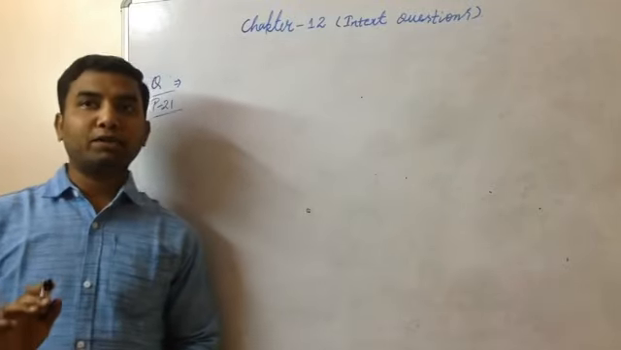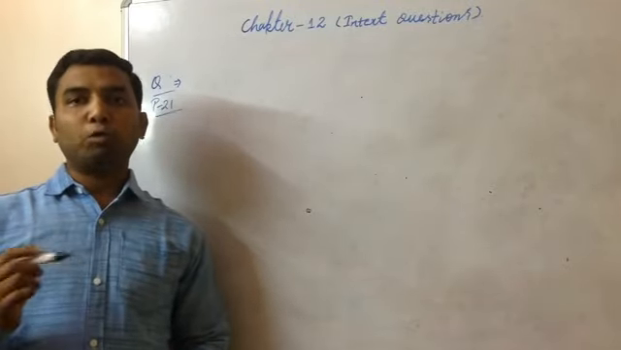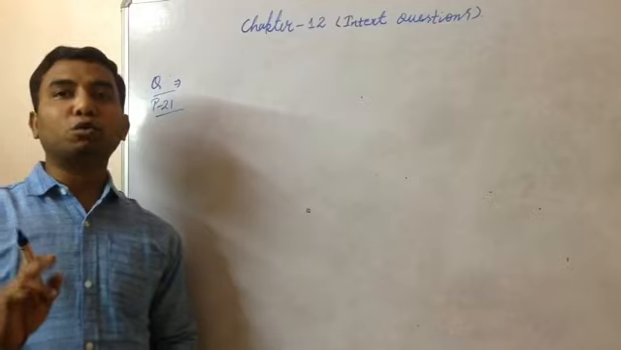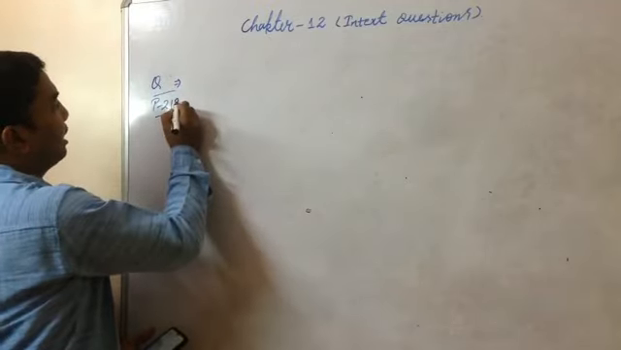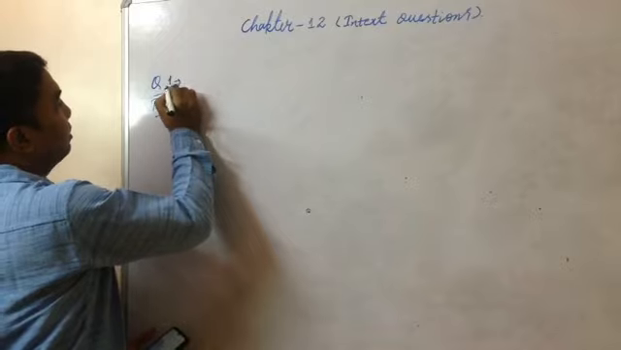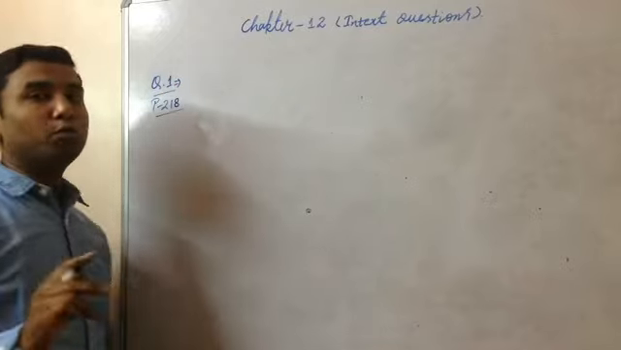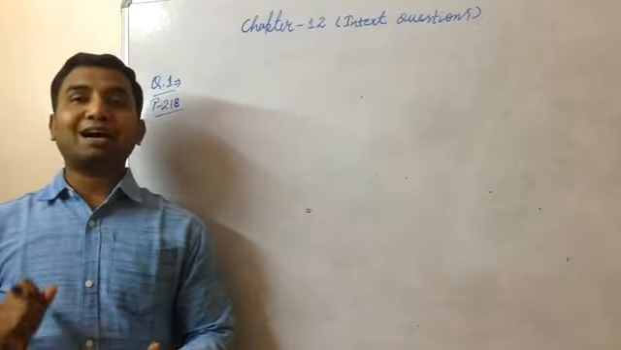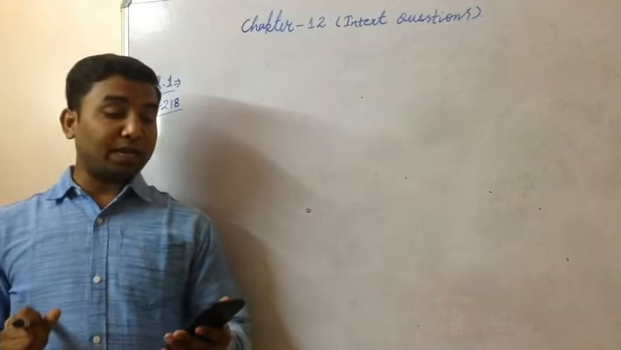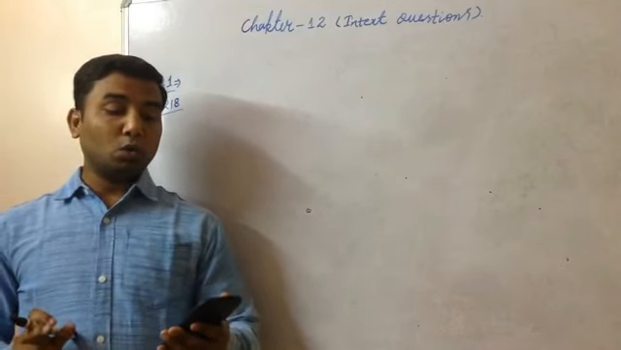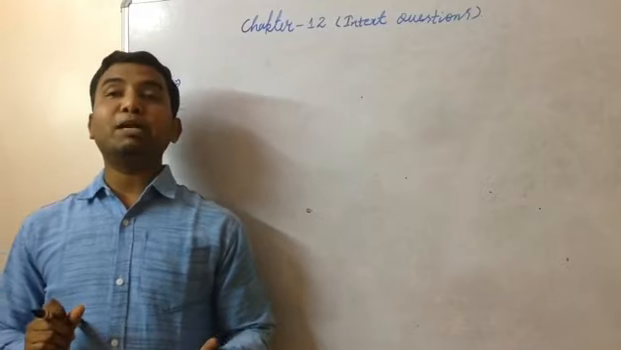Now I am starting with the blue box questions given on page number 218 in your book. Page number 218, question number 1. It's a blue box question. So what is asked in this question? Why does the cord of an electric heater not glow while the heating element does?